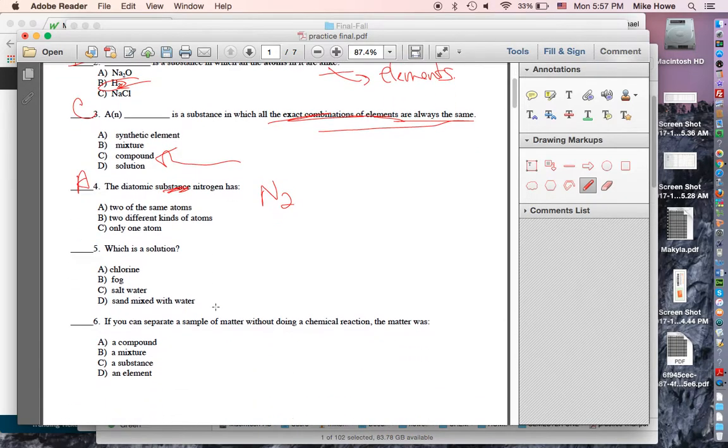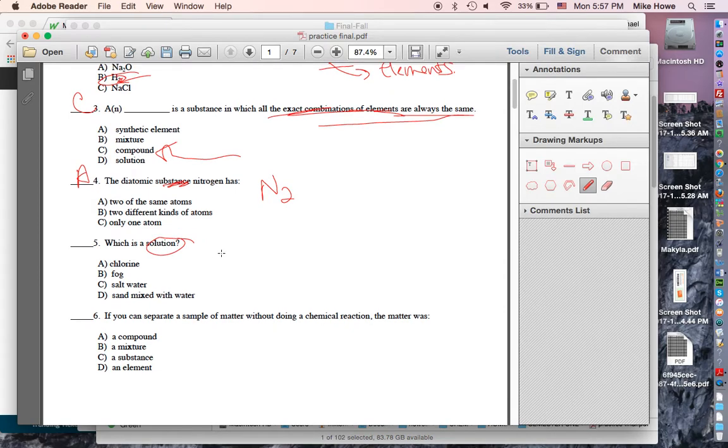Right here, a solution has only one identity or two identities? That would be two identities, at least two, maybe more than two. So which one of these has more than one identity? You know it's not chlorine. Well, the other three do have two identities, don't they? So then we've got to get a better answer. Let's write that down. We'd have two identities, and they've got to be evenly mixed to be a solution.